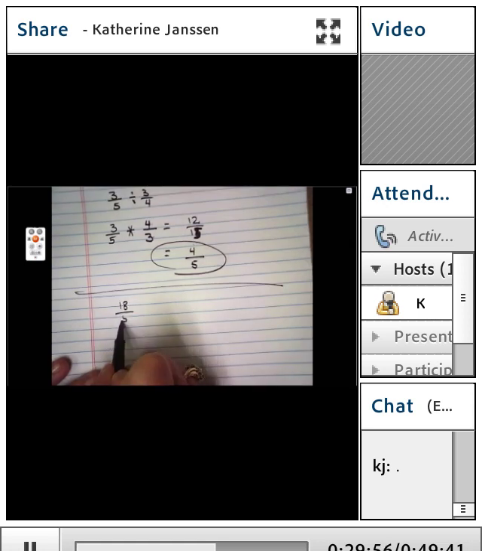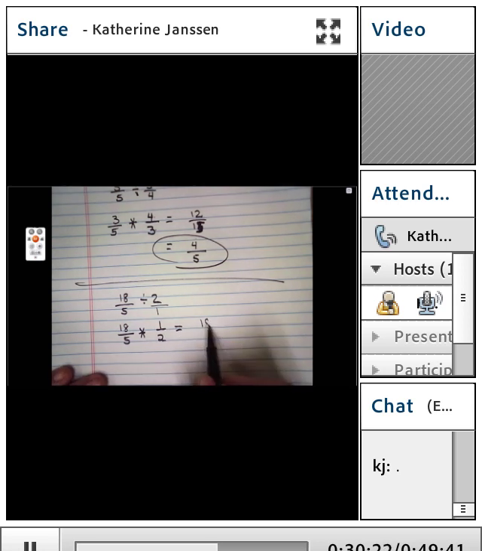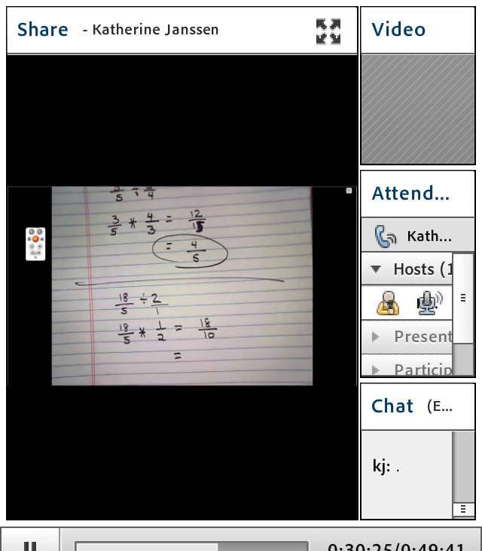18/5 divided by 2. Here we want to remind ourselves that 2 is a whole number and can be represented in fractional form as a numerator over a denominator, 2 over 1. Dividing fractions, we change division to multiplication and multiply by the reciprocal. Interchange the numerator and the denominator. Multiplication of fractions is a piece of cake. Multiply the numerators, multiply the denominators, and simplify if you can. Well, 2 goes into 18 9 times, and 2 goes into 10 5 times.